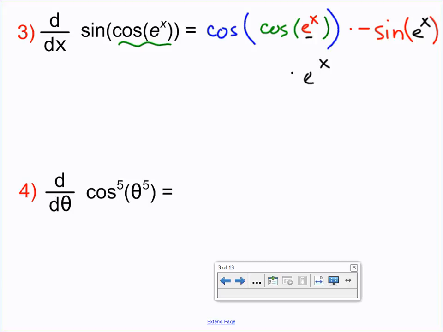Let's put it all together in a rewrite and see what we have. It looks like we've got negative e to the x, sine of e to the x, times the cosine of cosine of e to the x. That is quite a chain.